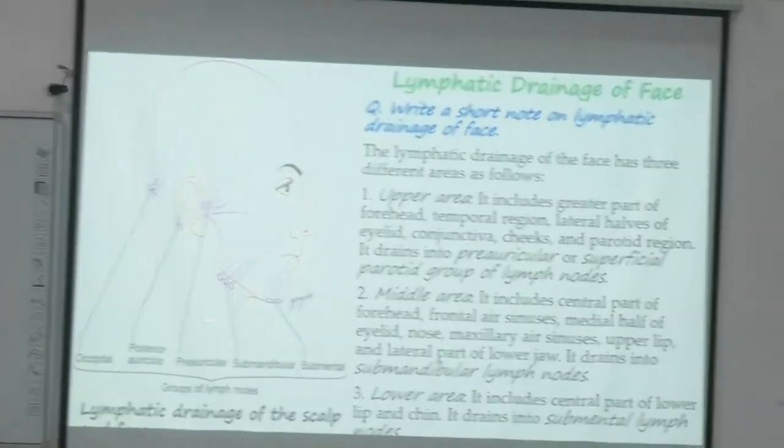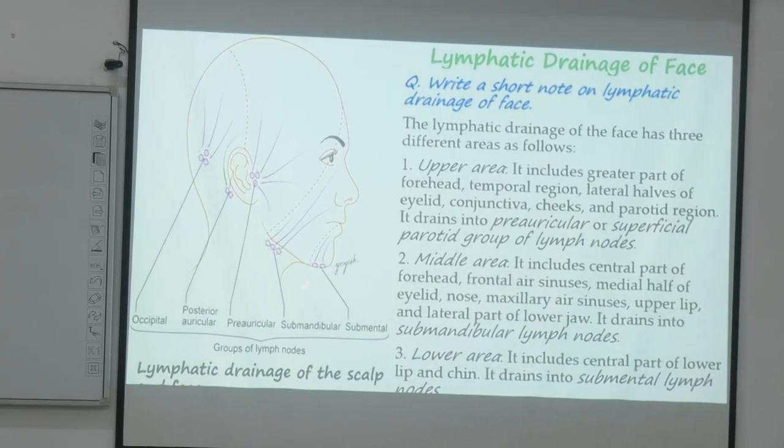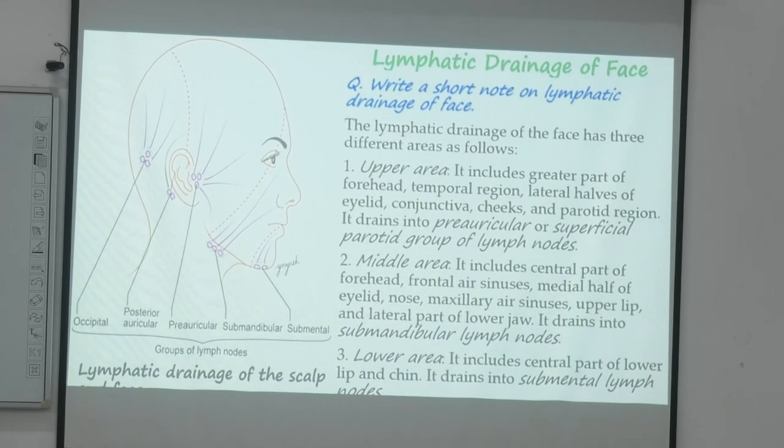Lymphatic groups: upper area, middle area, lower area. The upper area drains into preauricular or superficial parotid nodes. The middle area drains into submandibular, and the lower area into the submental group of lymph nodes. This is the lymphatic drainage of the face.